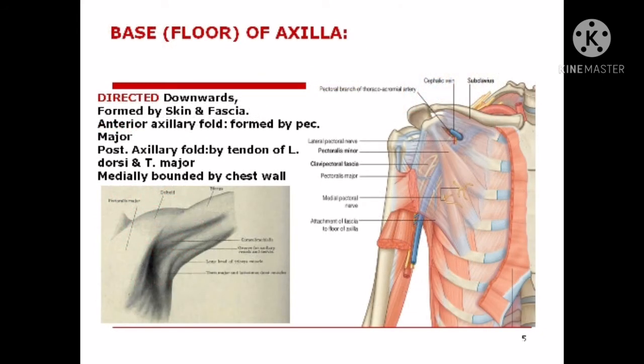Now the floor or the base of the axilla, it is directed downwards. It is formed by the skin and the fascia stretched in between the anterior and the posterior axillary fold as shown in the following diagram. The anterior axillary fold is formed by the pectoralis major muscle. The posterior axillary fold is formed by the tendon of the latissimus dorsi and the teres major muscles. Medially, it is bounded by the chest or the thoracic wall.